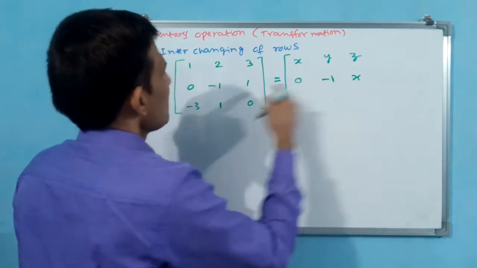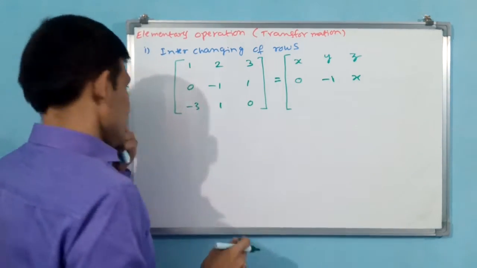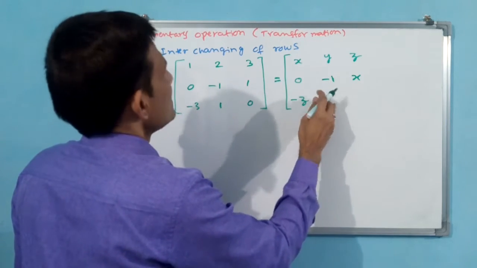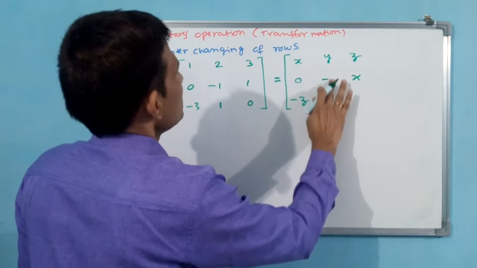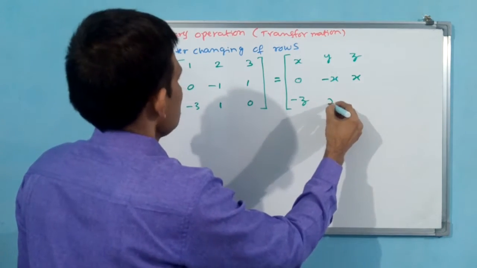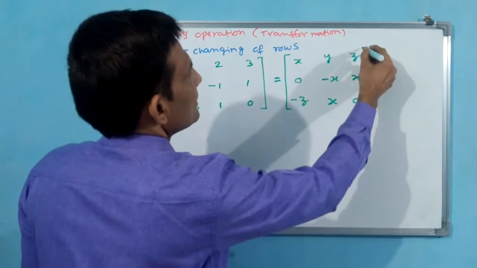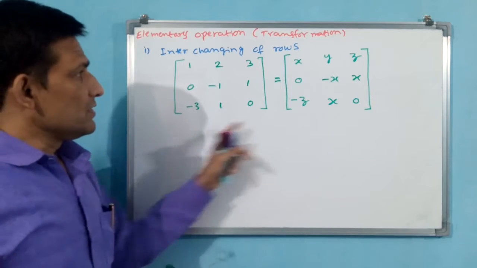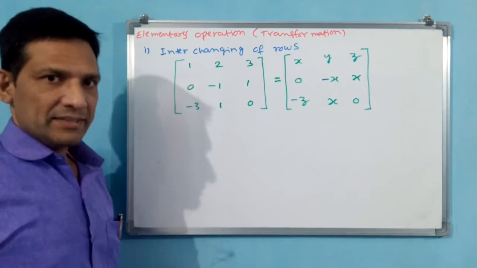1 is x. Why? Because x1 we have taken. Carefully we have to write it. Minus 3 means minus z. This is going to become minus x. 1 is x and 0. Now you see, these three are equal matrices.